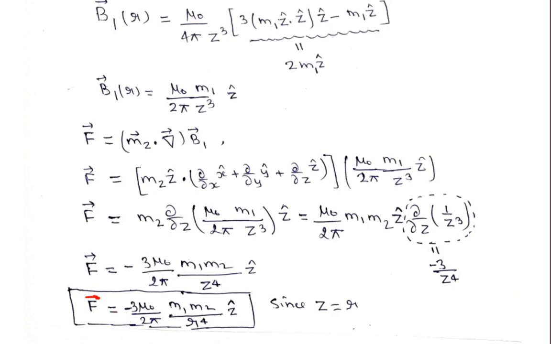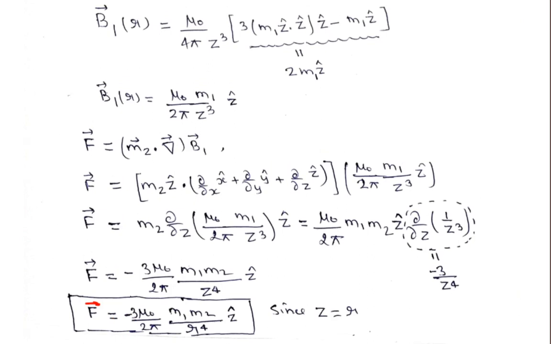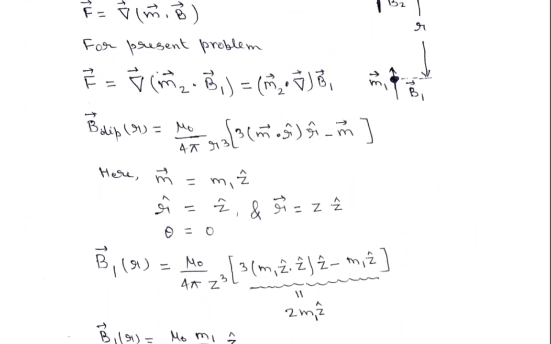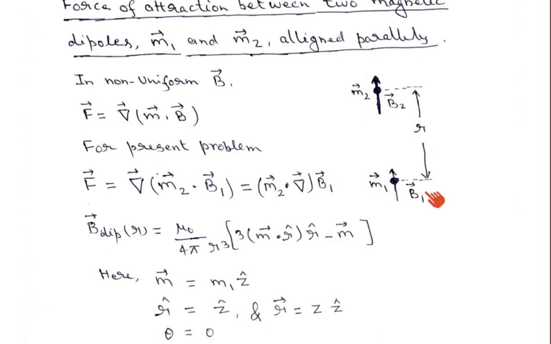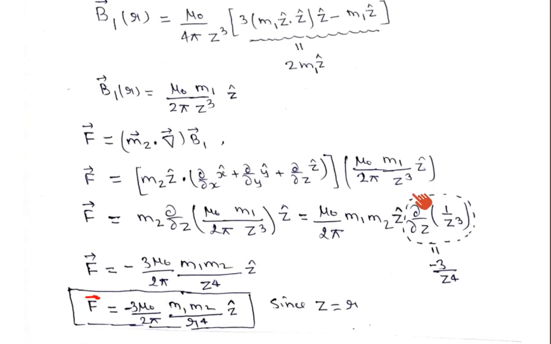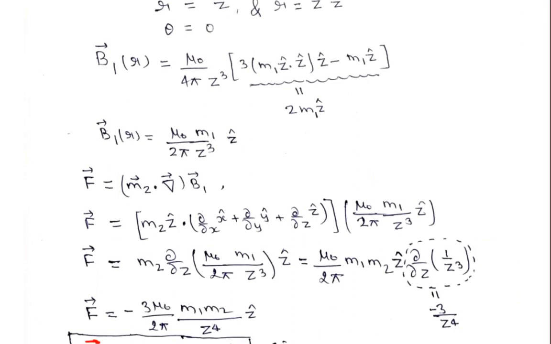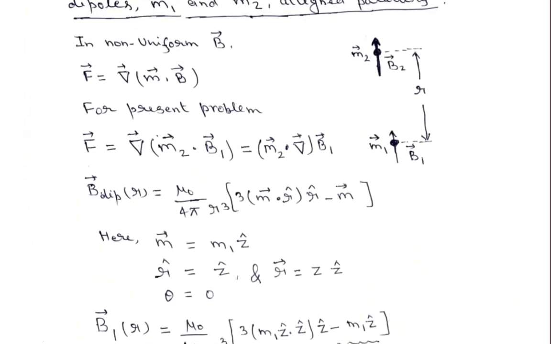One can conclude that if two dipoles are aligned parallelly at some distance r, then between these two dipoles there will be a force, and this force will always be attractive in nature. The magnitude of this force will be minus 3 mu 0 upon 2 pi, m1 m2 upon r to the power 4, z unit vector. So this is again a very important problem, okay.